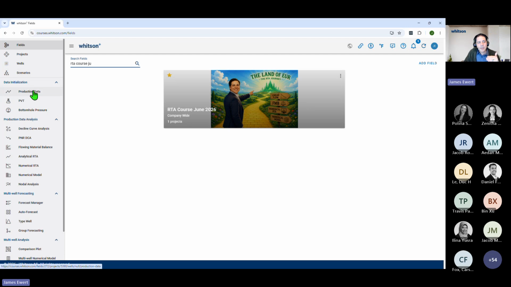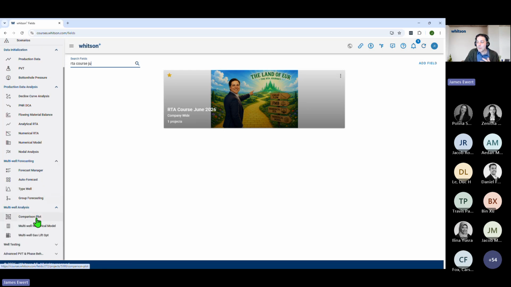Beyond that, we can look at our production data, our PVT data, our bottom hole pressure data. And below that, we have a lot of the tools that we have available for you. We have decline curves, pressure normalized rate forecasts, the flowing material balance, analytical and numerical RTA. We have a numerical model, nodal analysis. We have bigger features like the forecast manager, auto forecasting, type well, group forecasting. We have a comparison plot, which is fantastic. We also have a multi-well numerical model, which is a lot of fun, and a multi-well gas lift optimization tool, amongst other well testing and other advanced PVT. So we have a lot of stuff on the left-hand side.